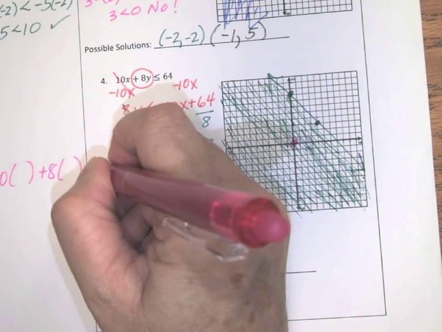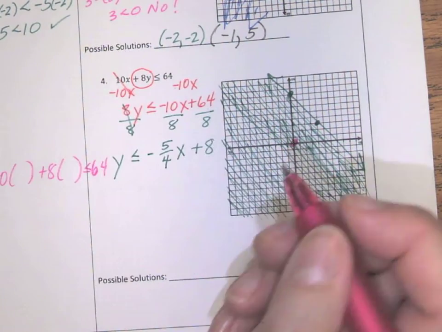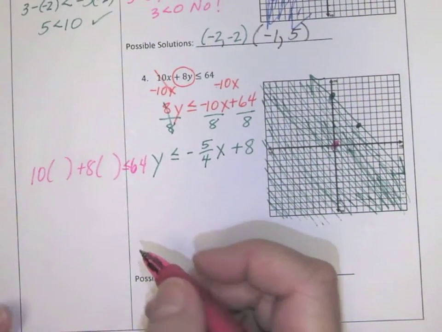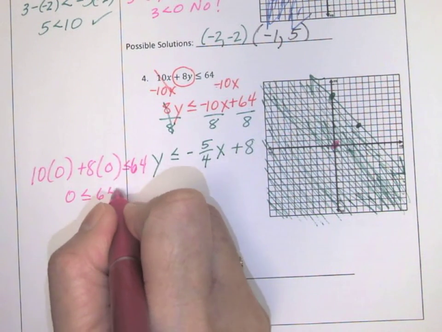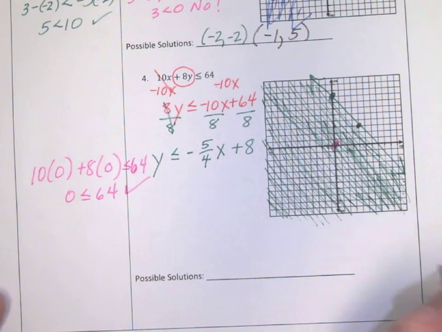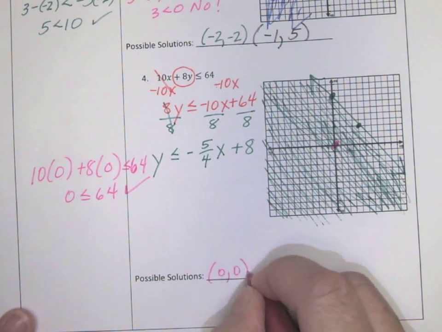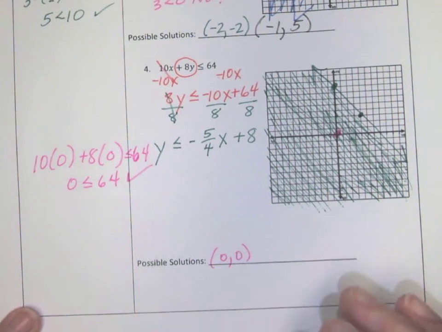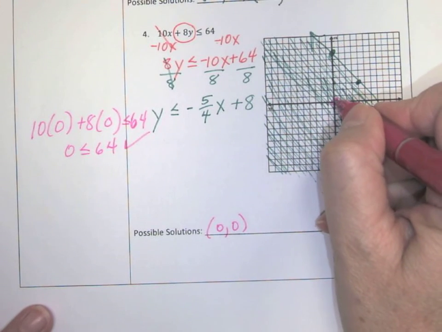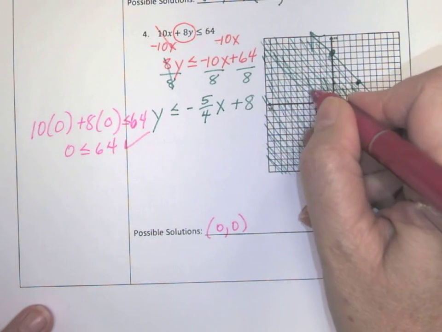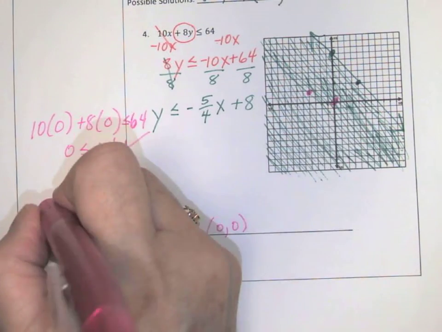I'm going to run into my other problem here because I wrote too big. So 0, 0. If x were 0 and y was 0, I would have 0 is less than or equal to 64. Well, that's true. So 0, 0 is definitely a solution. Oh, let's check one more. Let's check, how about 1, 2, 3, 4, 2? Negative 4, 2. Let's check that one.